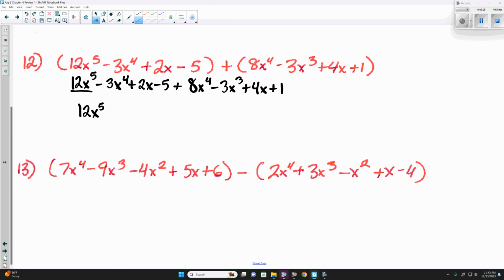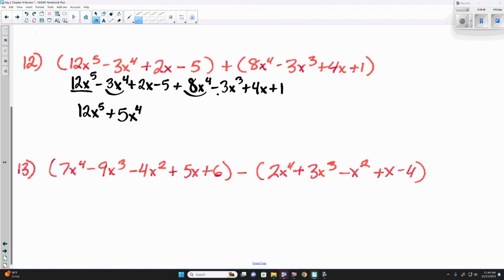If we're decreasing in power, the next one after would be x to the 4th. Well, we do have two of them. We have negative 3x to the 4th plus 8x to the 4th. Negative 3 plus 8, or 8 minus 3, is positive 5. 8 minus 3 is 5, so we have 5x to the 4th. Because when we add or subtract like terms, the variable will stay the same. We're just adding or subtracting the numbers in front of it.